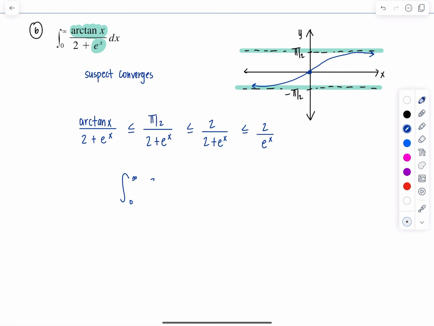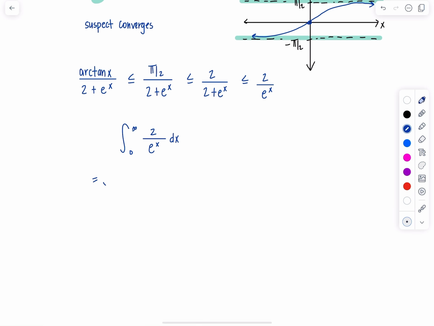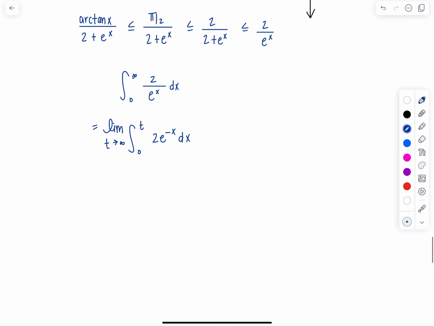0 to infinity, 2 over e to the x dx. Right away, change that lower limit. No, not the lower one, the upper one. Excuse me. T goes to infinity. 0 is fine. E to the t. E to the 0 is 1. We're good. And then I'm going to integrate this. So I'm going to write this as 2e to the negative x dx. Good? All right. Then this is going to be the limit.